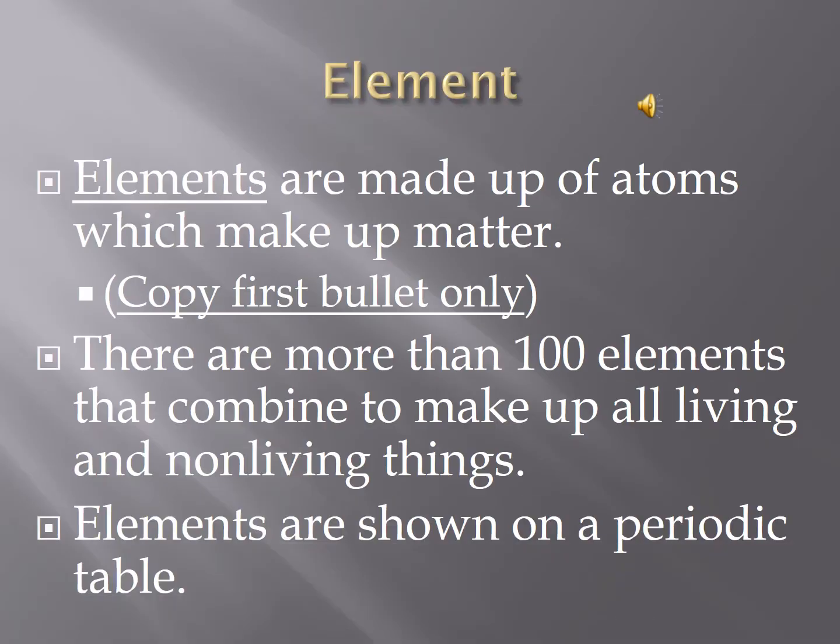Now let's move on to the third word. The third word is element. Elements are made up of atoms which make up matter. This is the bullet you need to copy down. There are more than 100 elements that can combine to make up all living and non-living things. Elements are shown on the periodic table. On the next slide, you will actually get to see a picture of the periodic table.